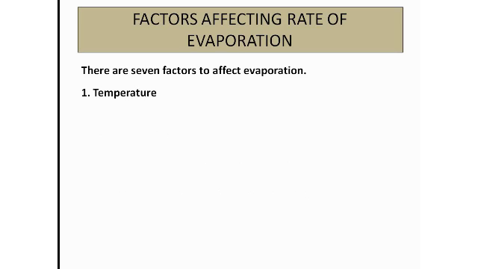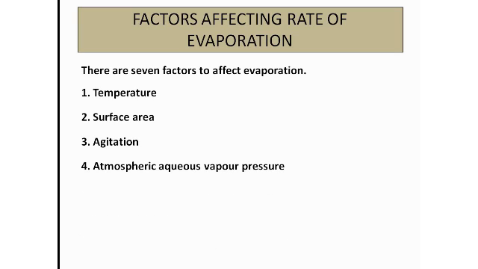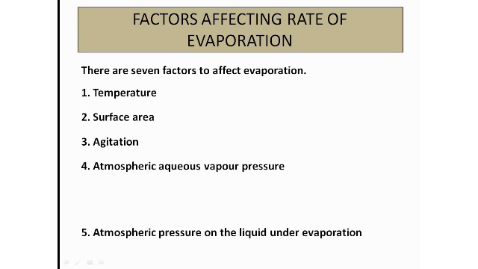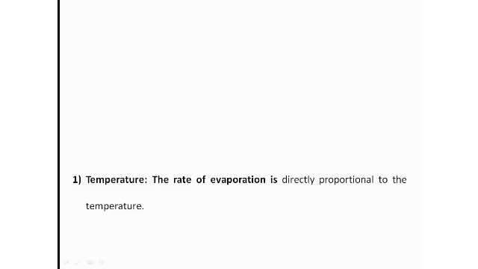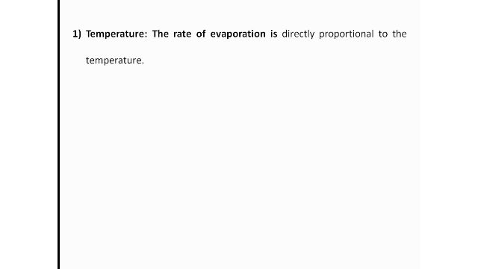These factors are temperature, surface area, agitation method, atmospheric aqueous vapor pressure. We will discuss this. Next, the atmospheric pressure on the liquid under evaporation, type of the product which is required, and economic factors. So all these factors will be discussed in the next slide. So the first factor is the temperature.